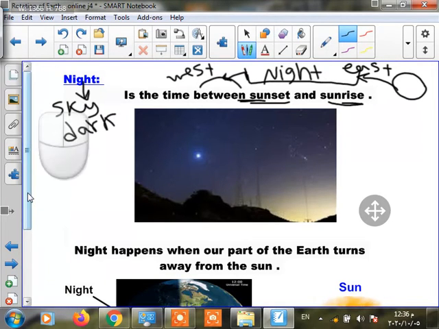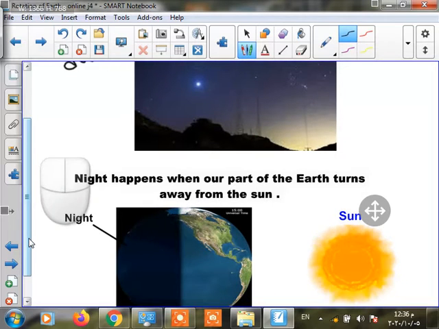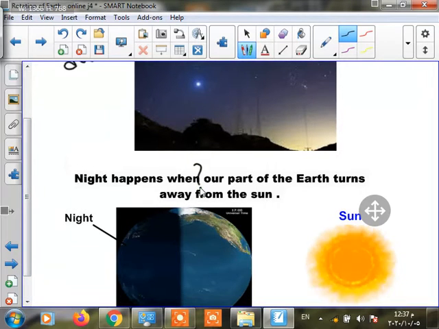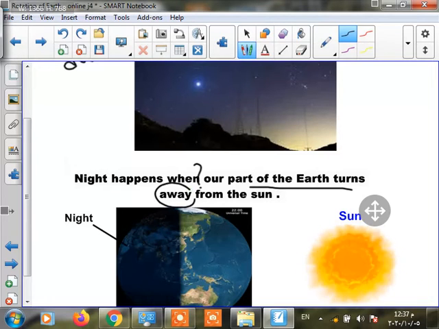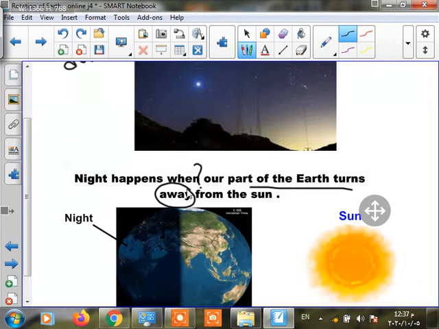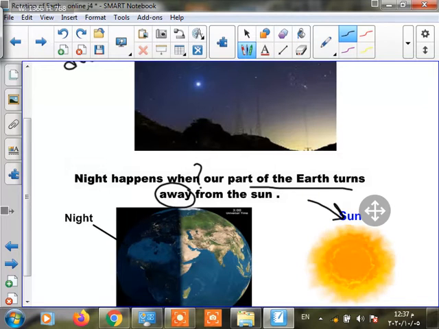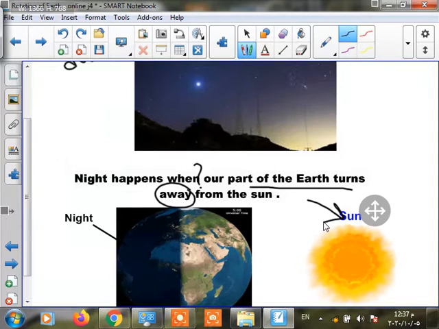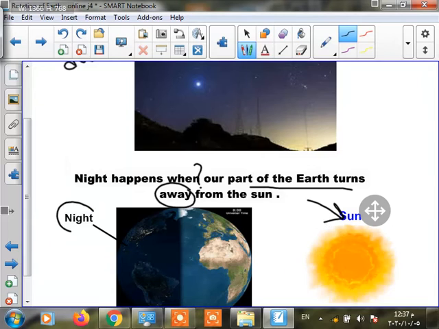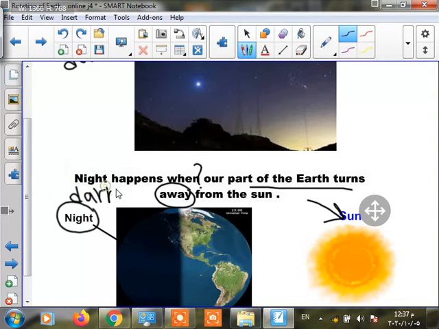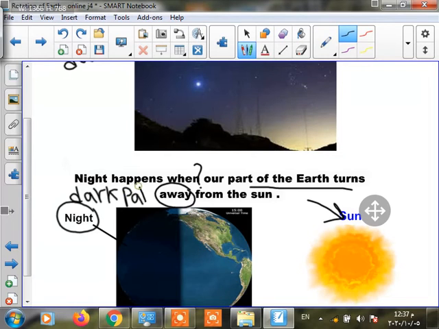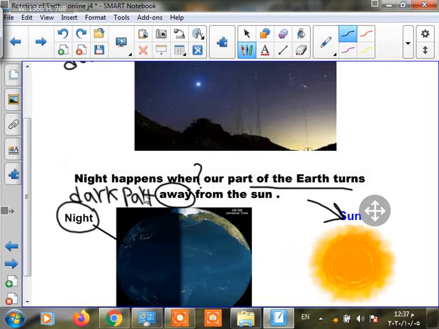Excellent. Night happens when our part of Earth turns away from the sun. What does that mean? There is the sun, and in the opposite direction from the sun, here is the dark part. At this dark part, it will be night time.